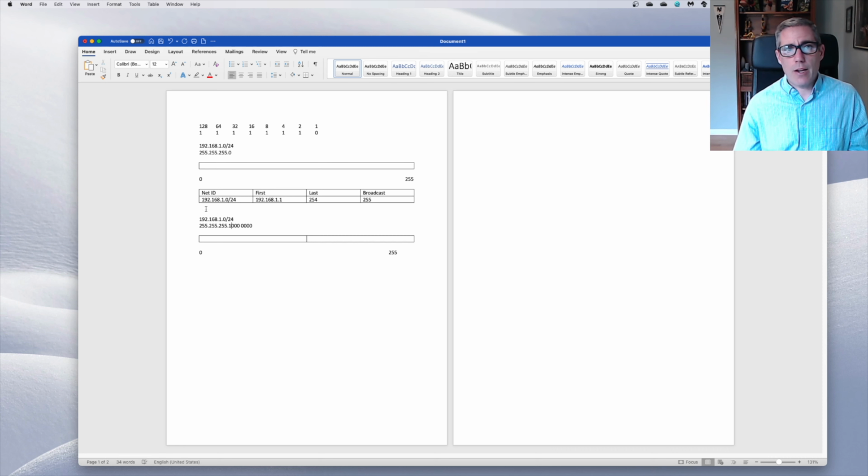And that means that when we convert this number to binary, it's going to be 0, 0, 0, 0, 0, 0, 0. And since we added a 1 here, we now have a /25 address, because we have 8 plus 8 plus 8 plus this 1 right here.